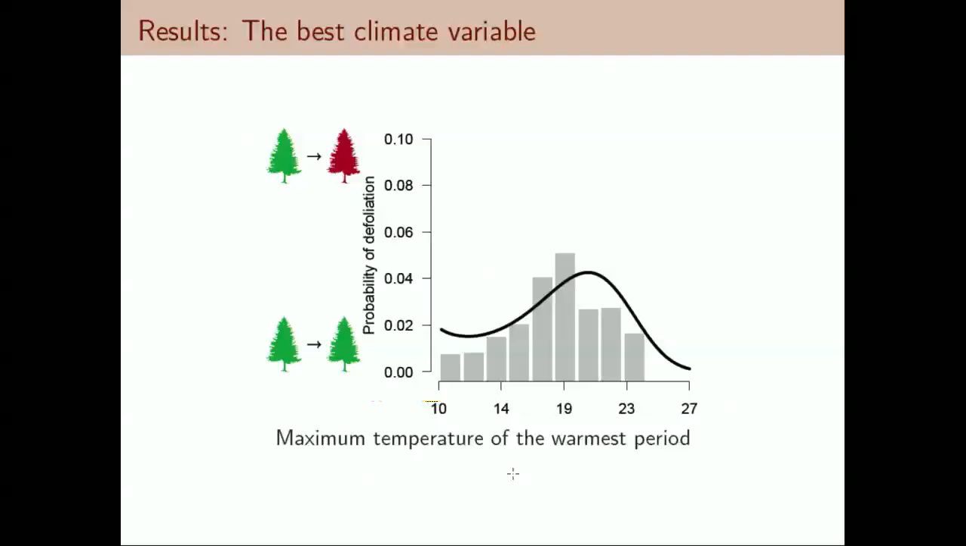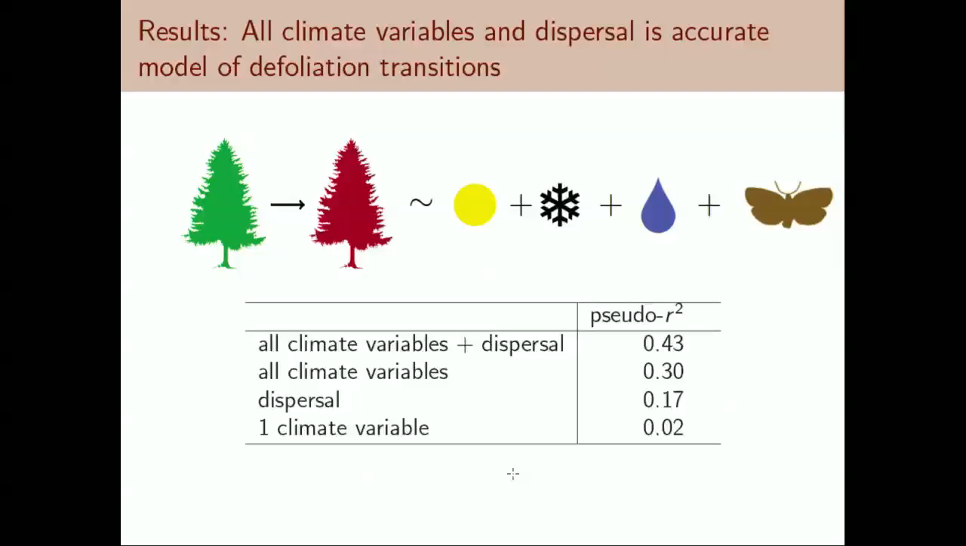So now I knew what the climate and the dispersal kernel looked like, and I compared which kind of model was best in predicting the outbreaks in each year, in each patch. The model with all climate variables and dispersal was the best, followed by the model with all the different climate variables. Dispersal was also pretty good as a single variable, and it was much better than just one climate variable. So that shows that many different climate variables can interact to produce this defoliation.